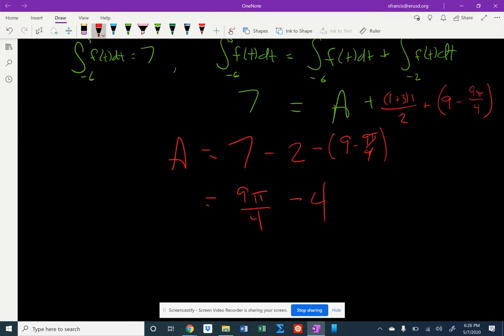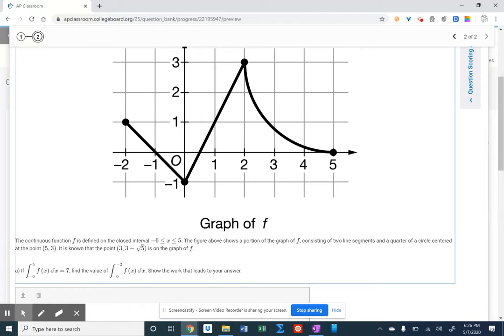Don't reach for a calculator for this, ladies and gentlemen. Do this without a calculator. Some of you reached for a calculator, didn't show a lot of work, and I can't give you credit for that. They're not going to give you credit for that on the AP exam. So don't do that. All right.